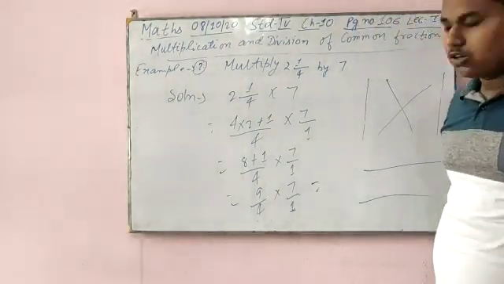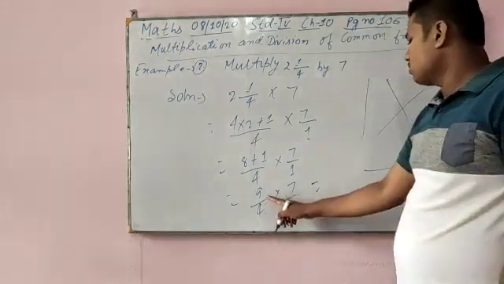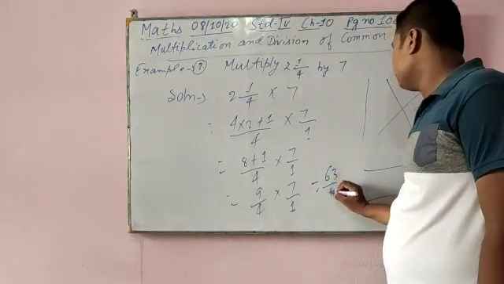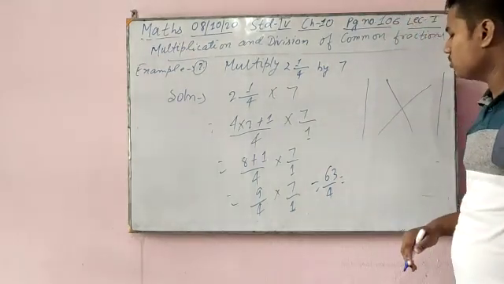Now we cannot cross it because we always cross in the same fraction, not in different ones. So 9 into 7 is 63 by 4. Again here, what? The numerator is greater than the denominator, so we can change it into a mixed fraction.